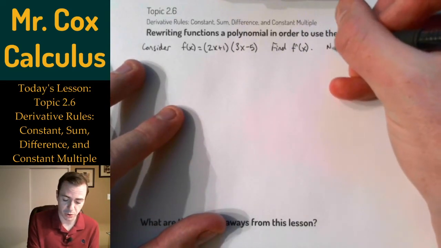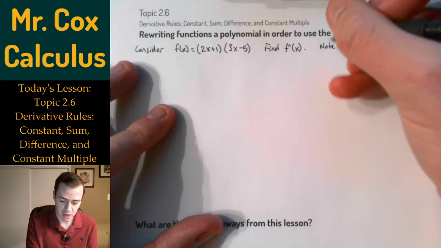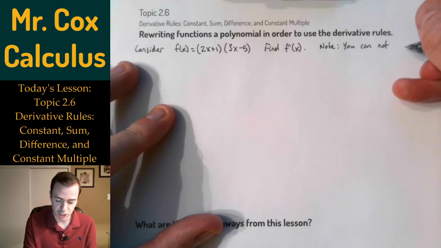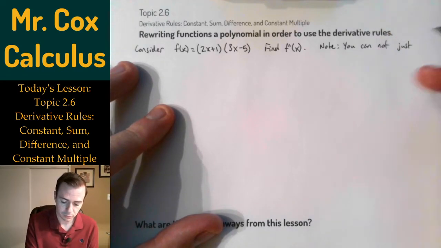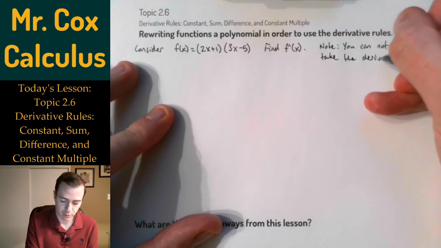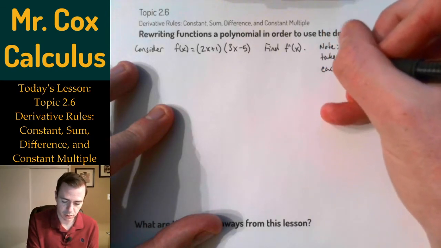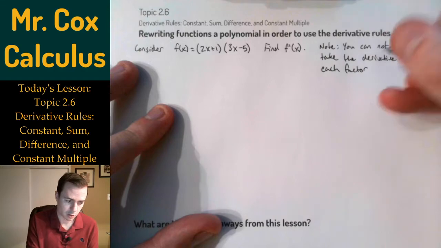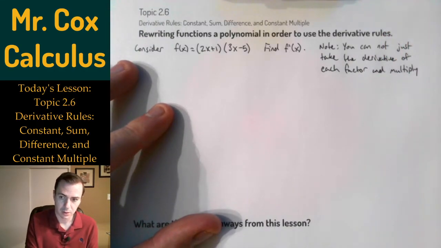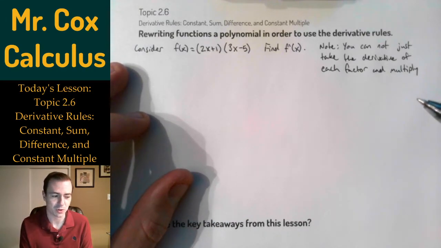And so a special note here before we actually do take the derivative of this function, just to reiterate what I just said: you cannot just take the derivative of each factor and multiply. The product rule for derivatives is not going to work as nicely as the product rule for limits.